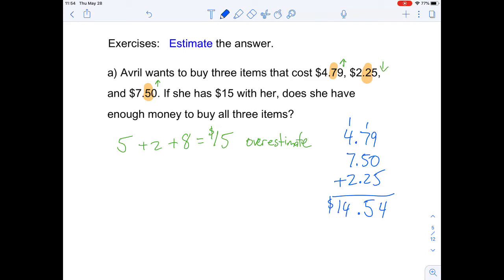So the real amount is $14.54. So you see how this was an overestimate? It's higher than the real amount because 2 amounts I rounded up and only 1 did I round down. So I do have enough money for those 3 items.